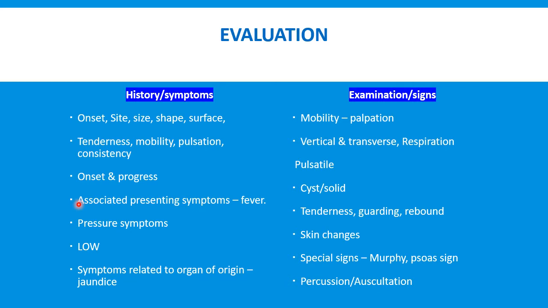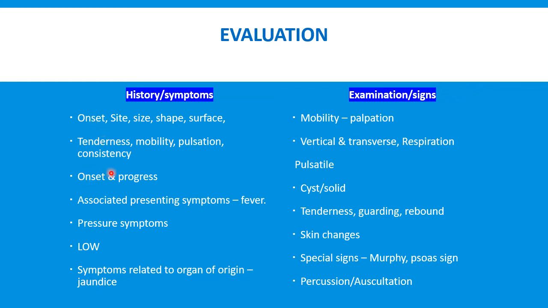Then there are associated presenting features, especially fever, which suggests inflammatory or infection. The pressure symptoms depend on which organ the pressure is being applied to. Loss of appetite, loss of weight, and generalized malaise are usually suggestive of malignancy. And lastly, symptoms related to the organ of origin. For example, if it is the biliary system, then you must look for jaundice. If it is coming from the stomach, then we have epigastric pain or vomiting. Okay, so symptoms related to the organ of origin of the mass.